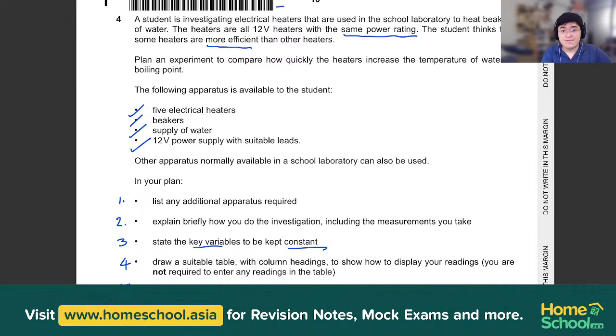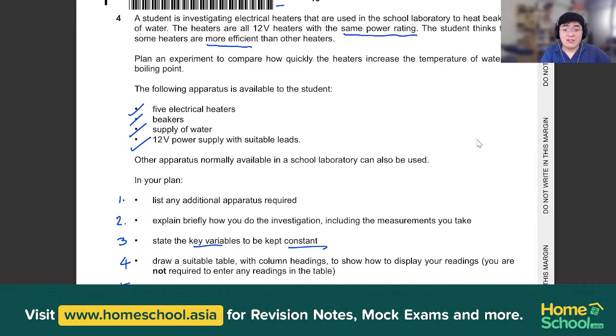So let's go back to the top of the question. We all know that the student wants to find out which heater is more efficient than the others. And we know that the heaters all have 12 volts and the same power rating. So we can plan using how these heaters heat the water to boiling point. It's already been said here: we have to find how quickly the heaters increase the temperature of water to boiling point.